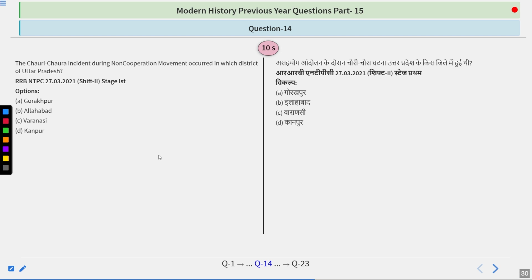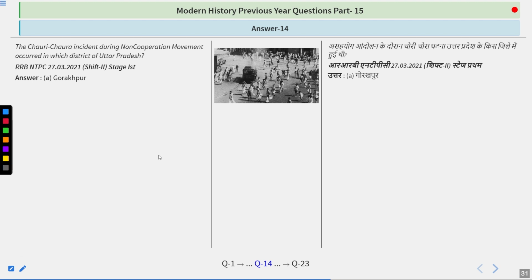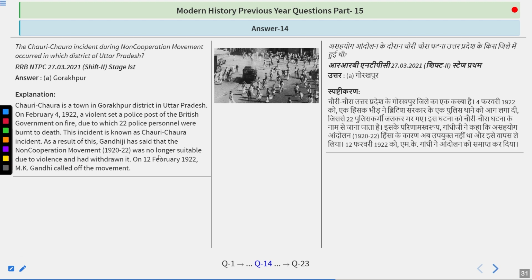The Chauri Chaura incident during the non-cooperation movement occurred in which district of Uttar Pradesh? Very important and very easy question. Options are Gorakhpur, Allahabad, Varanasi, Kanpur. Take your time. I guess the answer is in your mind and you have chosen the right answer. The answer is Gorakhpur. Chauri Chaura is a town in Gorakhpur district in Uttar Pradesh.